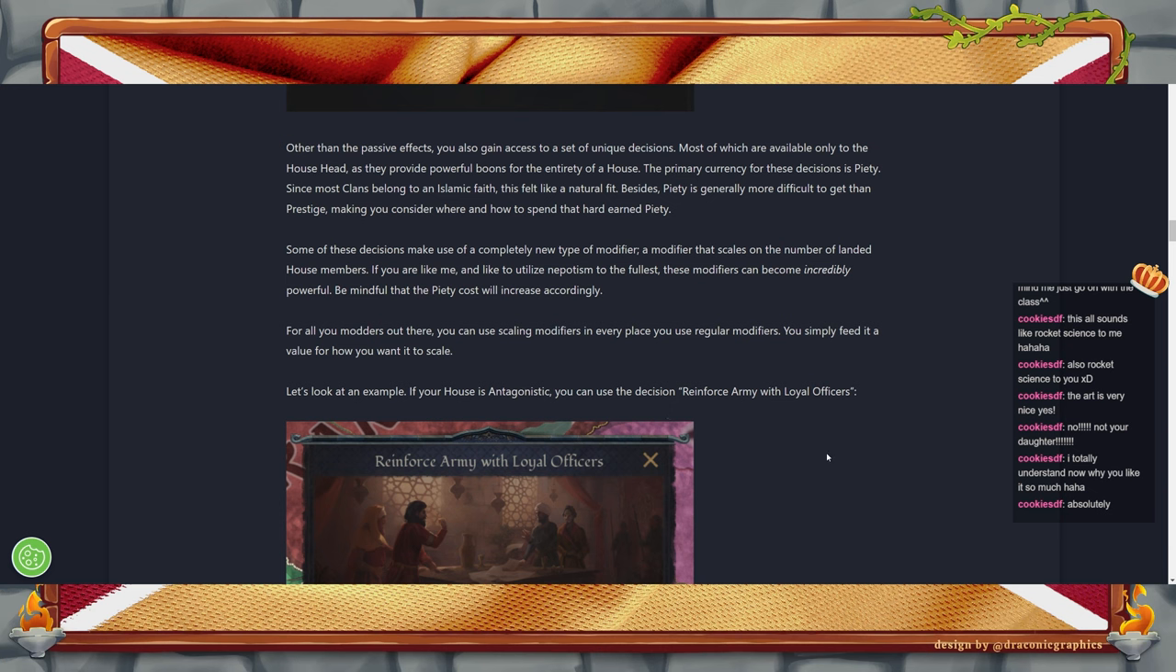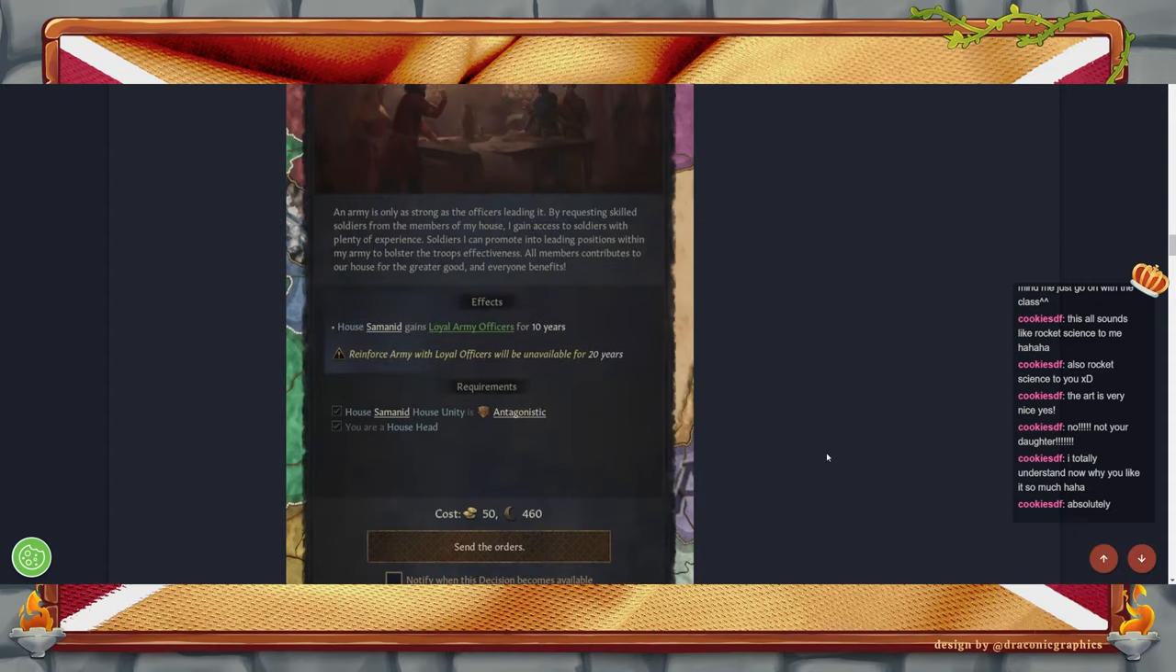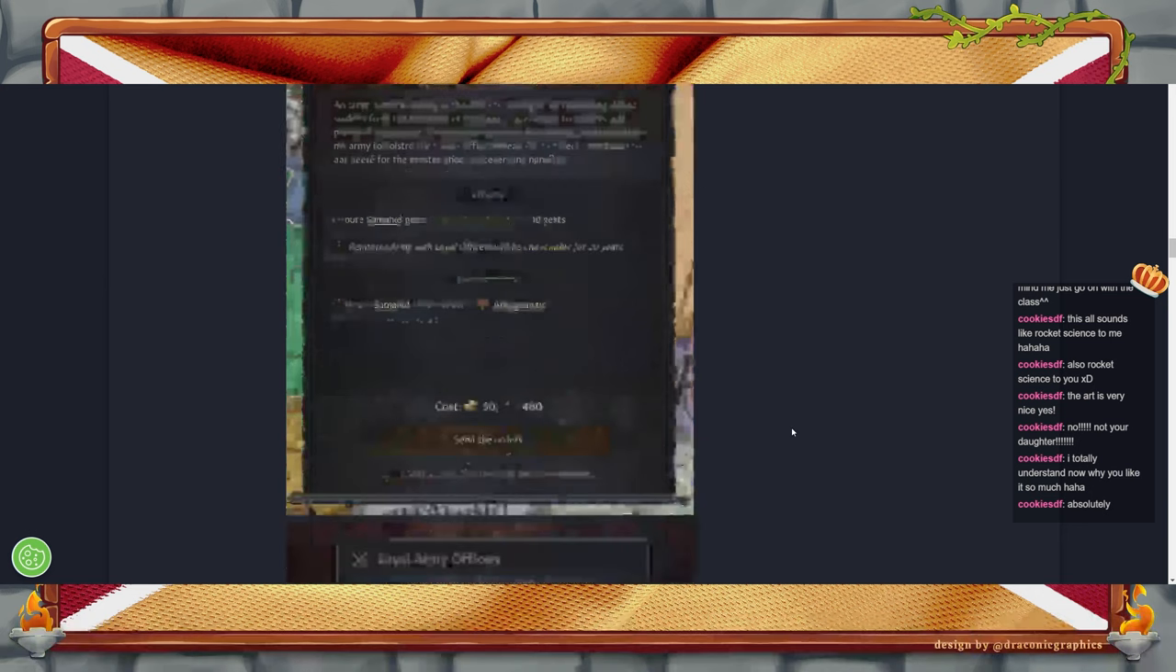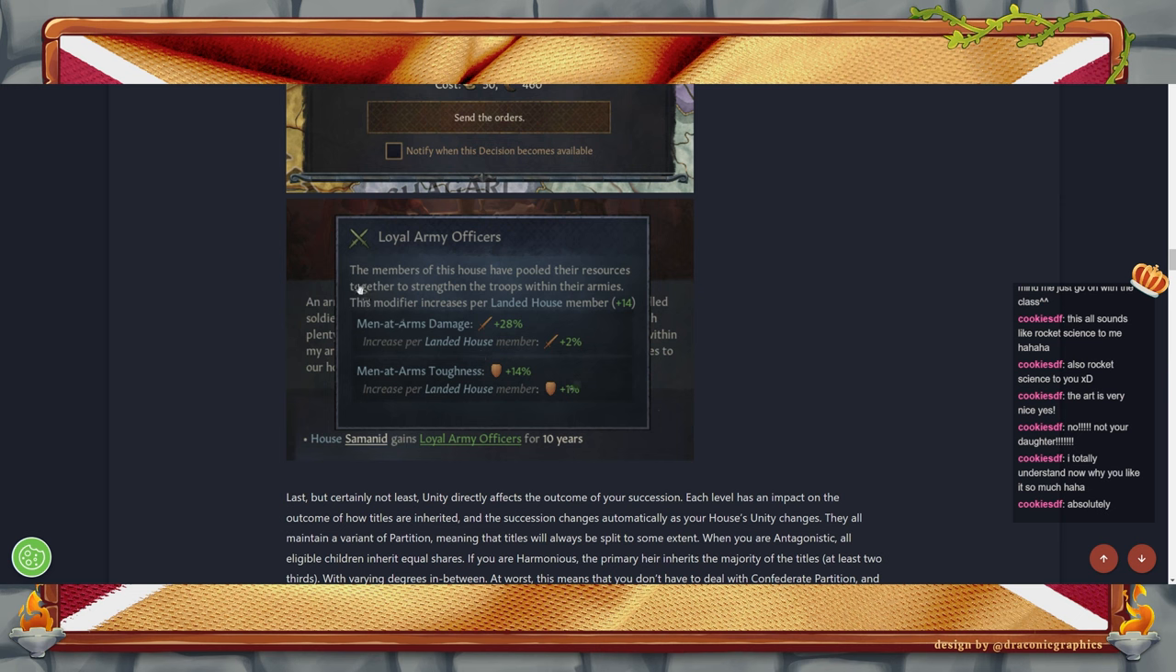If your house is antagonistic, you can use the decision, reinforce army with loyal officers. All right. So you get loyal officers for 10 years. And it costs you 50 gold and 460 piety. Hello, boy. Okay, that's big. That's crazy. And it does the following.